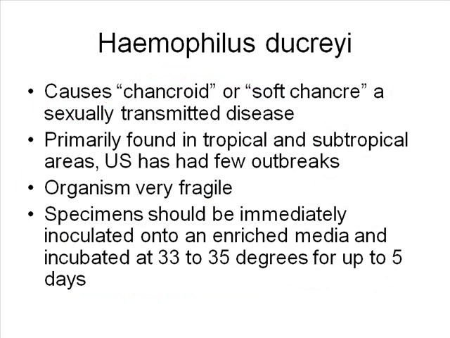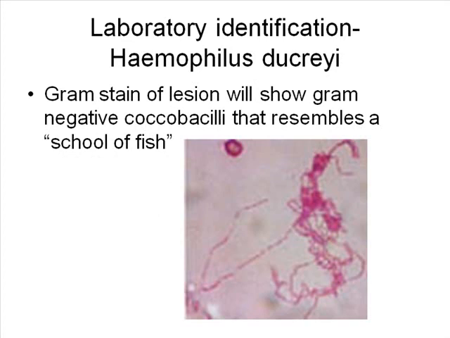Haemophilus ducreyi causes a sexually transmitted disease called chancroid. The organism is very fragile. What you're going to see is a school of fish morphology. So if you see that buzzword, associate that with Haemophilus ducreyi, which is a sexually transmitted disease causing chancroid.